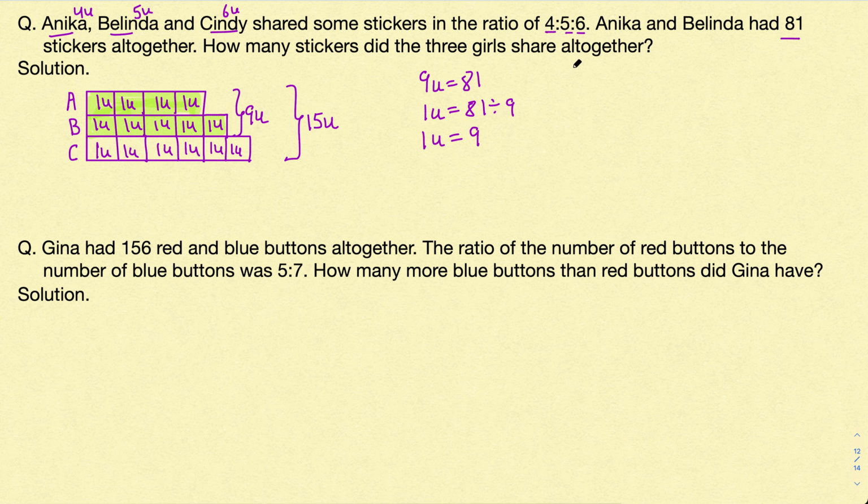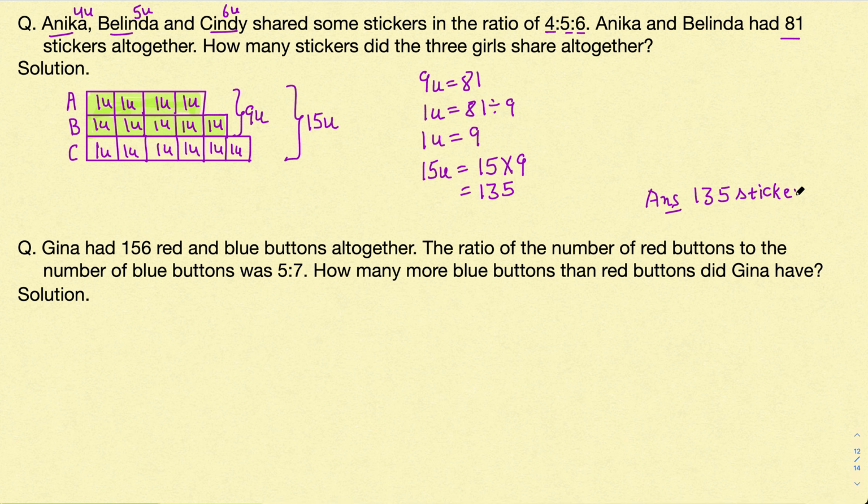Now let's read the question. How many stickers did the three girls share altogether? We have to find out in total how many stickers all three girls have. We know the total number of units of stickers that the three girls have is 15 units, so we just need to find how much 15 units will be. 15 units will be equal to 15 times 9, and that will give you 135. So in total the three girls have 135 stickers. You can quickly write our answer. Answer is 135 stickers.